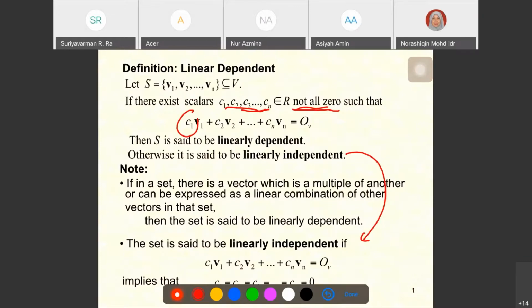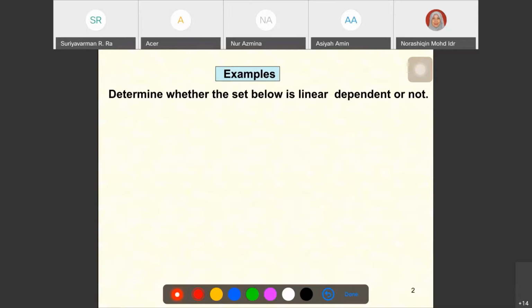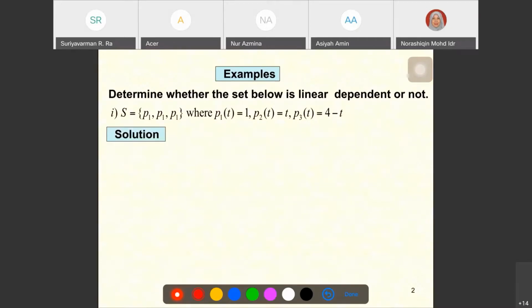Let's go to the examples. Determine whether the set below is linearly dependent or not. S is P1, P2, P3, where P1(t) is equal to 1, P2(t) is equal to t, P3(t) is equal to 4 minus t.